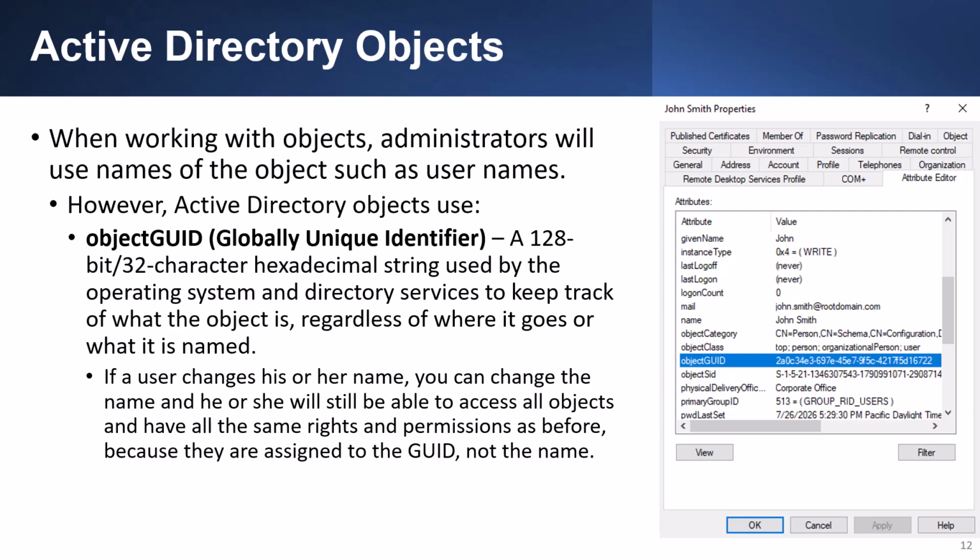When working with objects, administrators will use names of the objects, such as usernames. However, Active Directory uses the object GUID, short for Globally Unique Identifier, which is a 128-bit, 32-character hexadecimal string used by the operating system and directory services to keep track of what the object is, regardless of where it goes or what it is named. If a user changes his or her name, you can change the name and he will still be able to access all objects and have all the same rights and permissions as before, because they're assigned to the GUID, not the name.